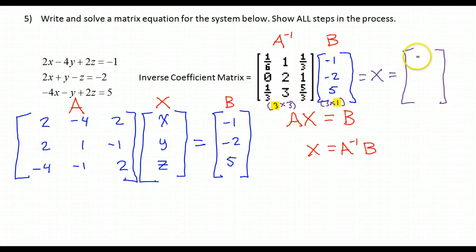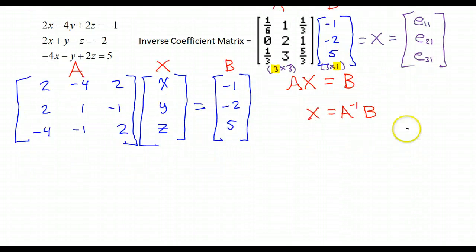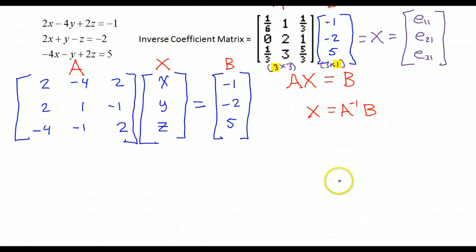So we're setting up a 3 by 1, so that's why we know this will be like element 1, 1, element 2, 1, and element 3, 1. So all we have to do is find these 3 elements, and we're done. Okay, because that'll be our x, y, and z. So down here underneath, we'll find all those elements. Okay, so here we go.